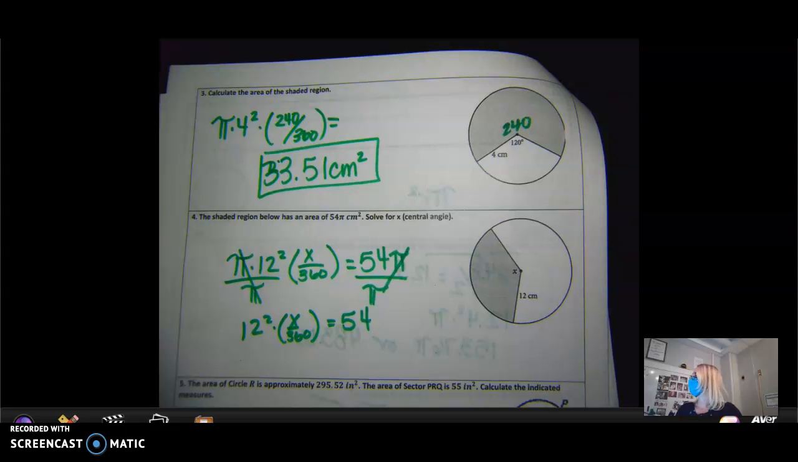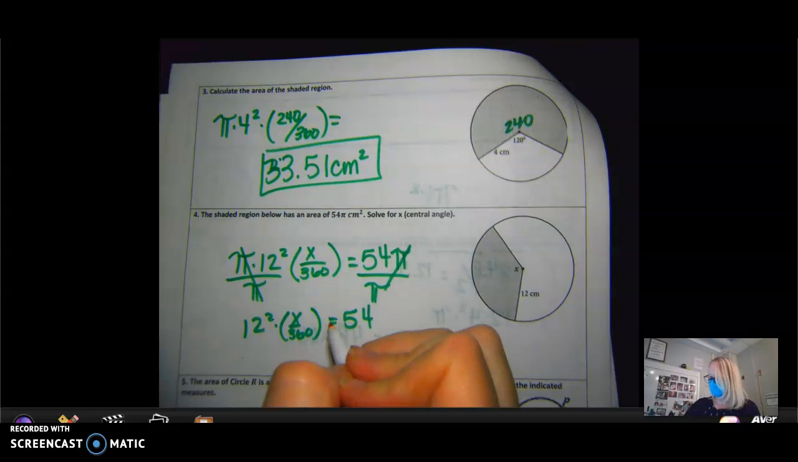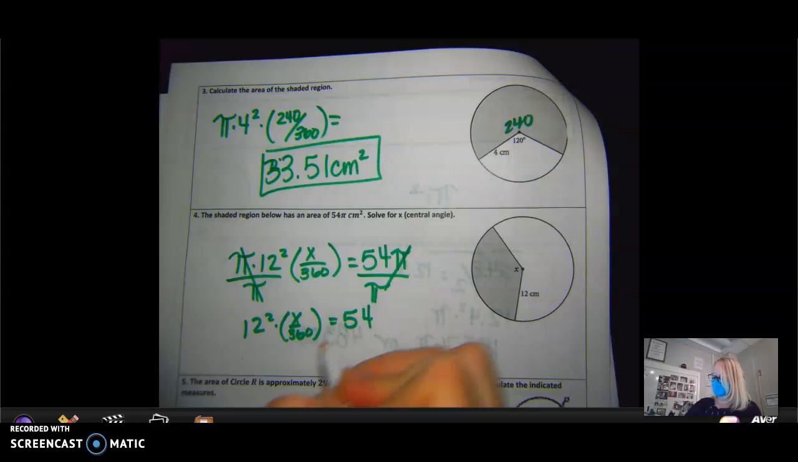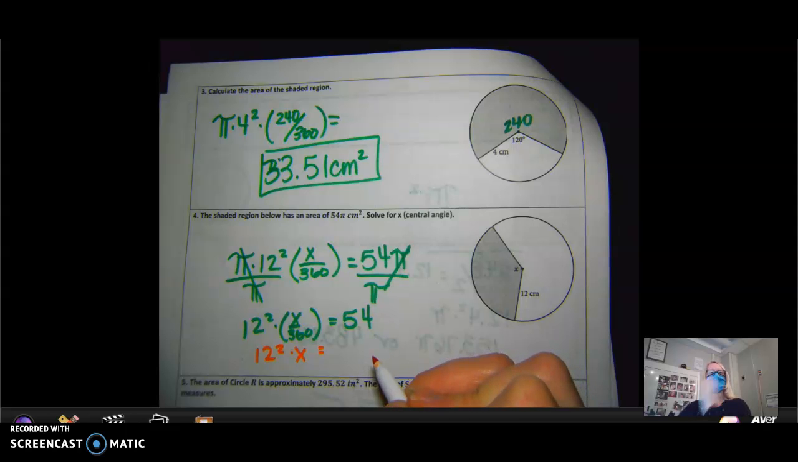How do we start getting x by itself? Did you multiply by 360 first? I guess I can do that, right? Yeah, I could do that. Multiply by 360 on both sides, so I get 12 squared times x equals, what's 54 times 360?